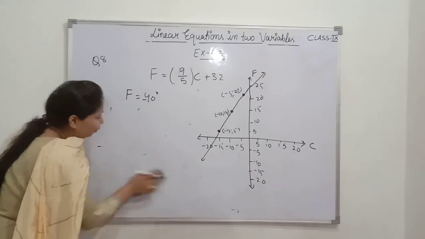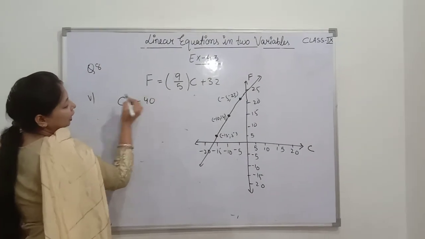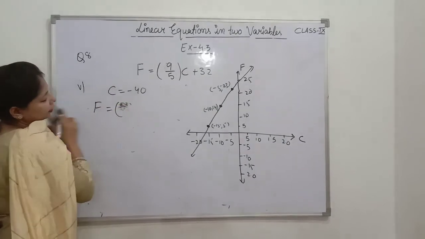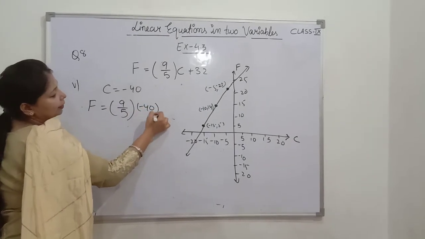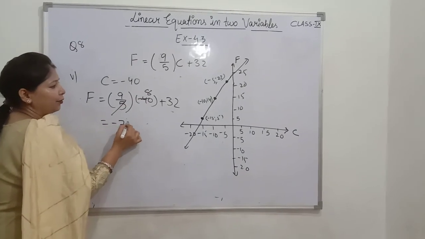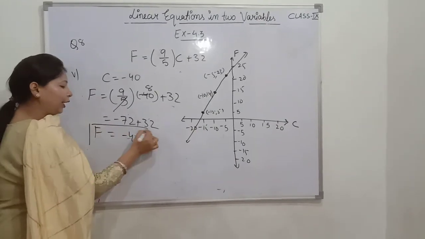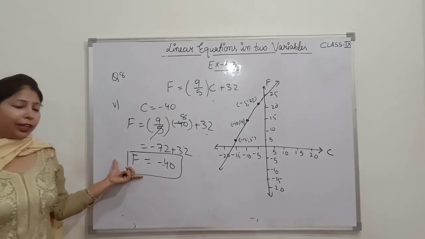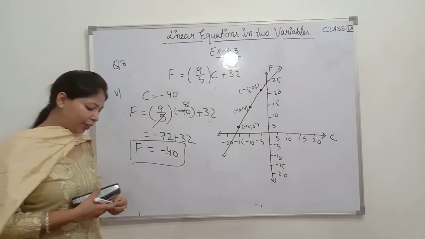So now what we will do, we will take Celsius temperature as -40. So F is equals to 9/5 into -40 plus 32. Let us check. 5 8s are 40, 9 8s are 72 plus 32. Again this is -40. So students, you will see that if I take the Celsius temperature -40, I will get the Fahrenheit -40. If I take Fahrenheit -40, I will get the Celsius temperature -40.